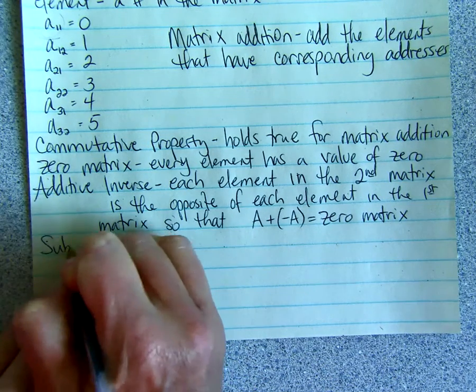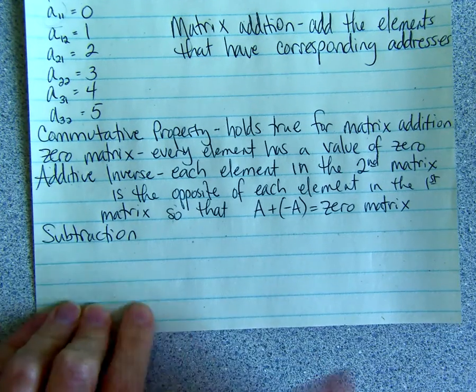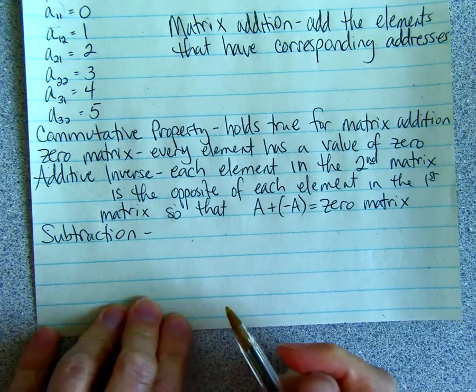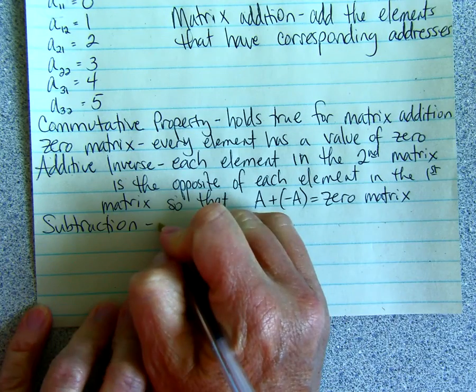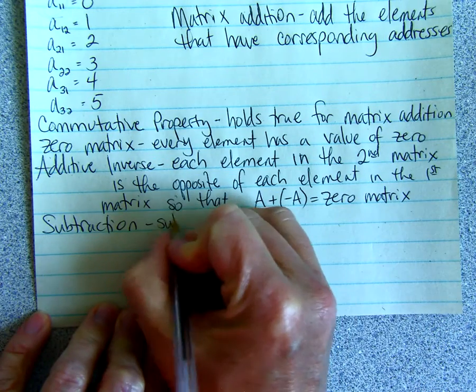Subtraction. When we are subtracting two matrices, it's the same thing as adding, only you just subtract. So you just subtract the elements that have the corresponding addresses.